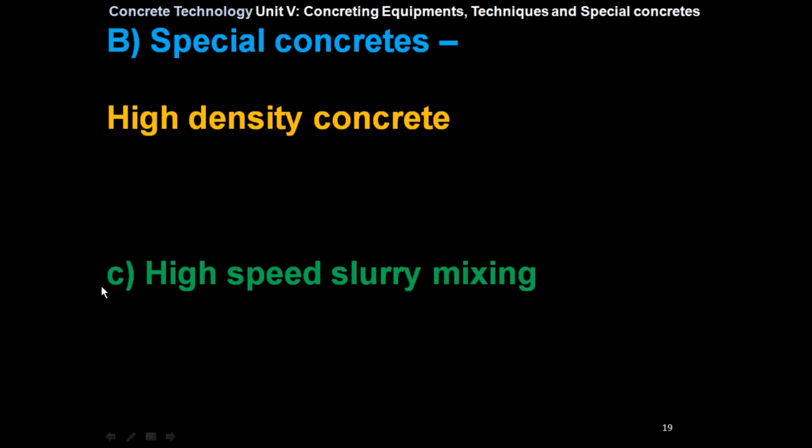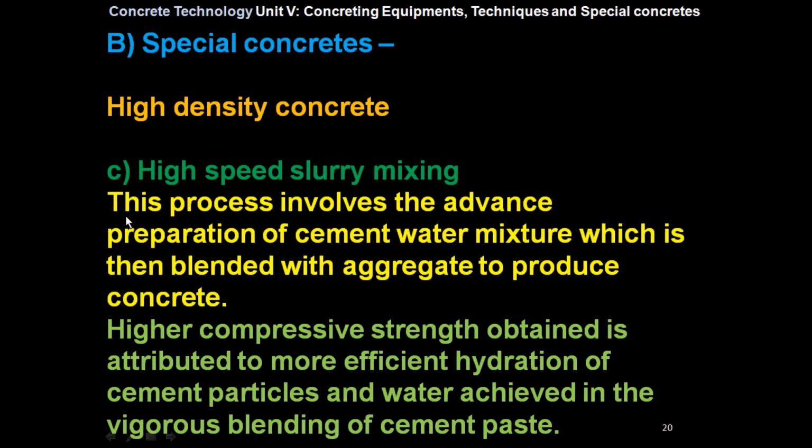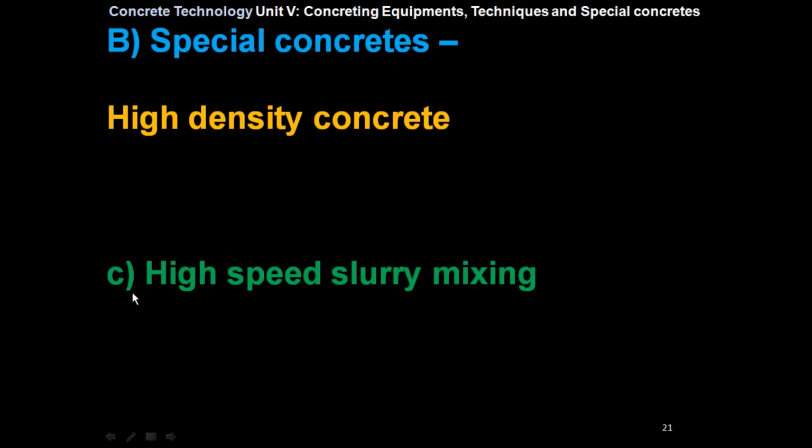Now we will see the third, high speed slurry mixing. This process involves the advanced preparation of a cement water mixture, which is then blended with aggregate to produce concrete. Higher compressive strength obtained is attributed to more efficient hydration of cement particles and water achieved in the rigorous blending of cement paste. So we have seen the third, the high speed slurry mixing.